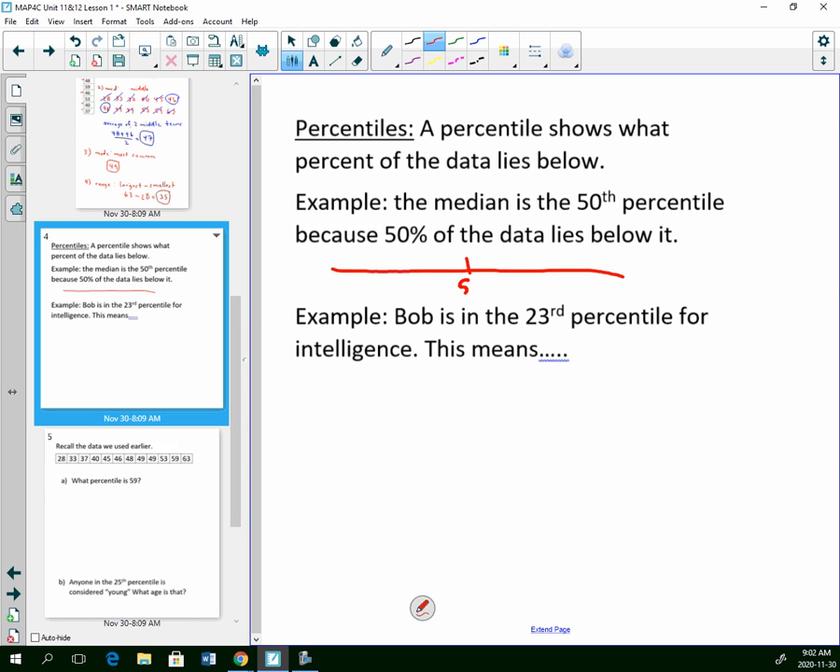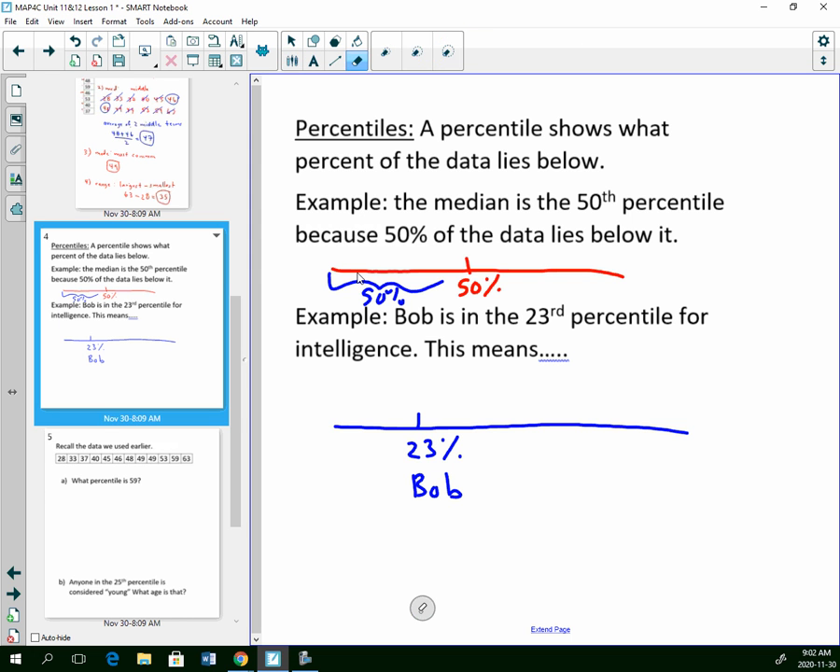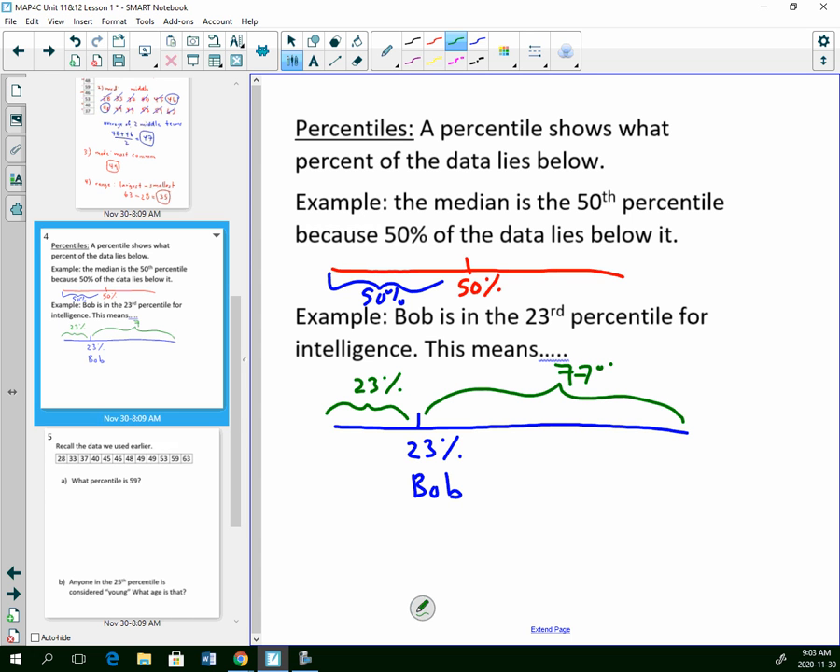So if you're in the 50th percentile, that means 50% of the data lies below and 50% lies above. So if Bob is in the 23rd percentile of intelligence, that means that 23% of people are less intelligent than him, and 77% of people are more intelligent than him. Okay, so that's what that means.